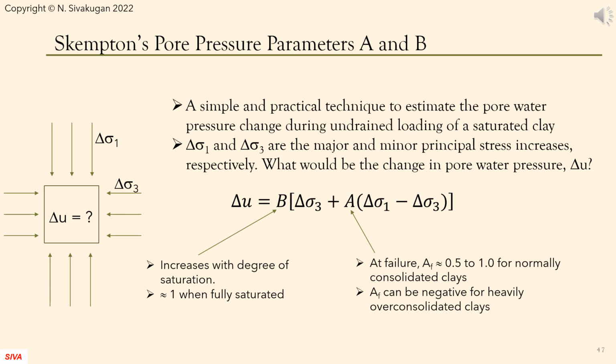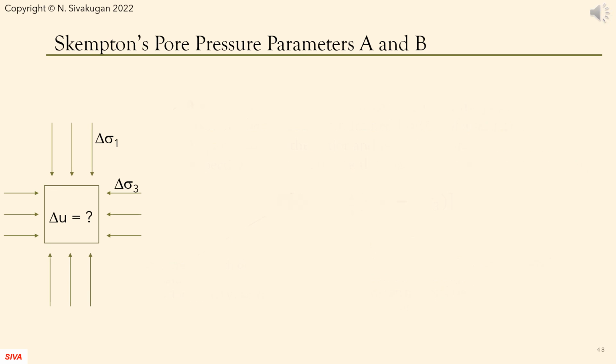Skempton introduced this simple expression to determine the pore water pressure change in a clay under undrained loading where the changes in the principal stresses are known. The B parameter is a measure of the degree of saturation and is about 1 for fully saturated clay. The A parameter depends on the stress history of the clay. At failure, it is denoted by A sub F, which is in the range of 0.5 to 1.0 for normally consolidated clays. For heavily over-consolidated clays, A_F can be as low as negative 0.5.